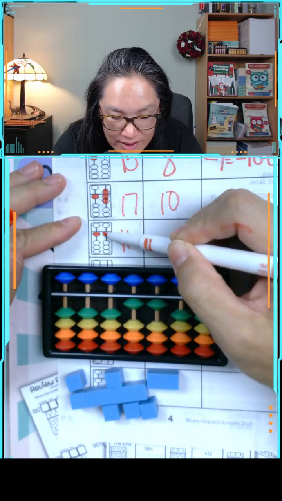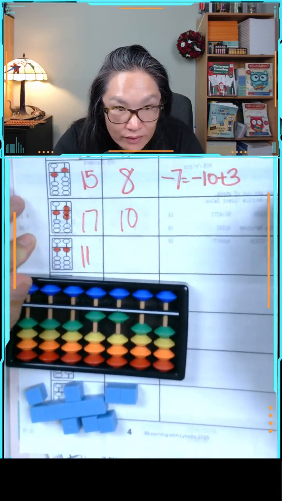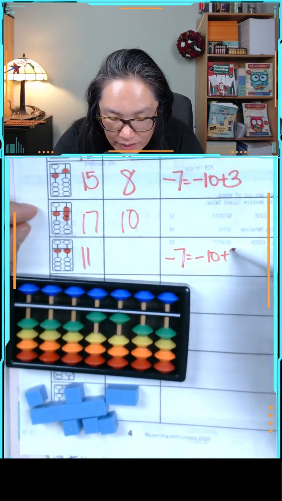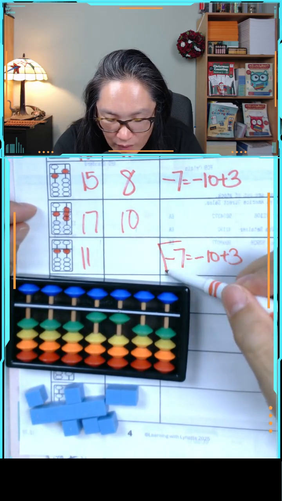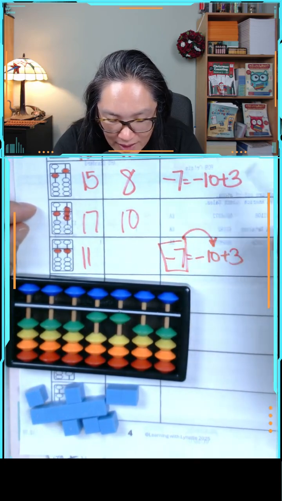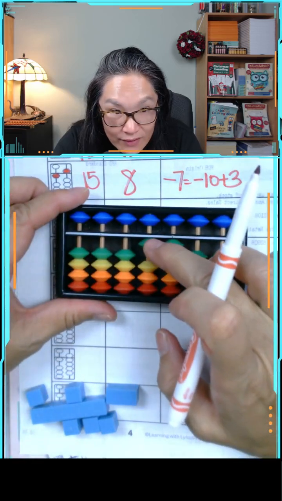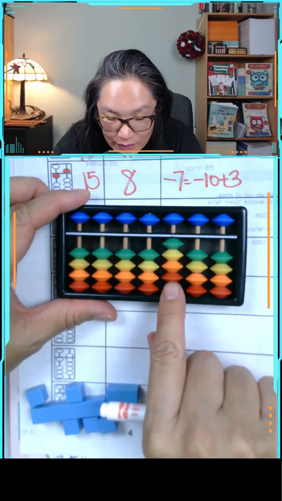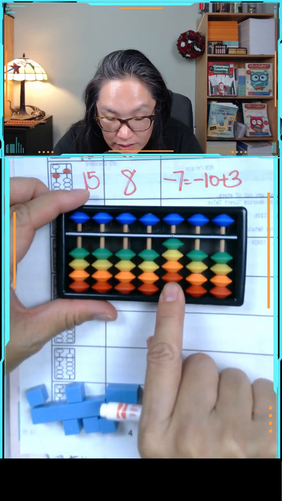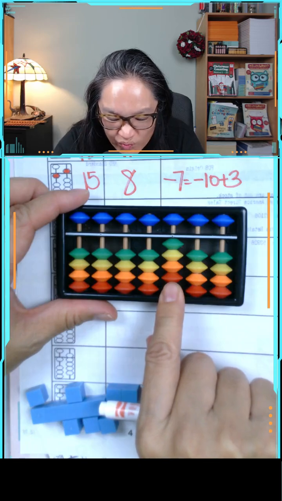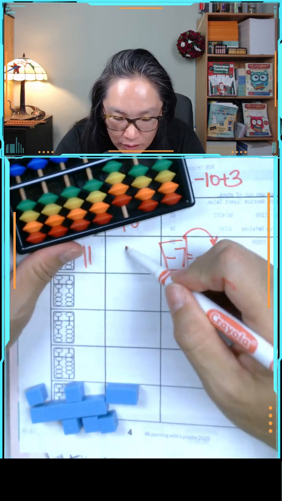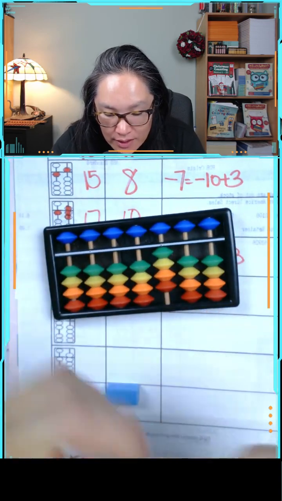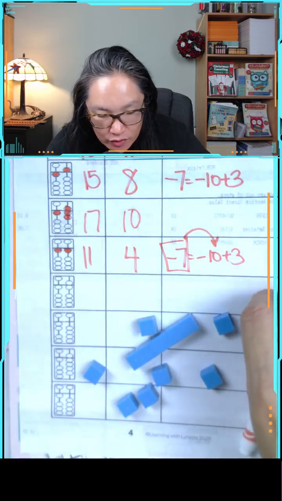I want to take away 7. To take away the 7, what do? Minus the 7 is equal to minus the 10 plus the 3. I take away the 7 from the 10. That's what we're doing. So we take the 7 from here, and then we're left with 3. So we've got to add the 3. So my final answer is 4. Which is interesting, because in mainstream, you actually don't do it this way.